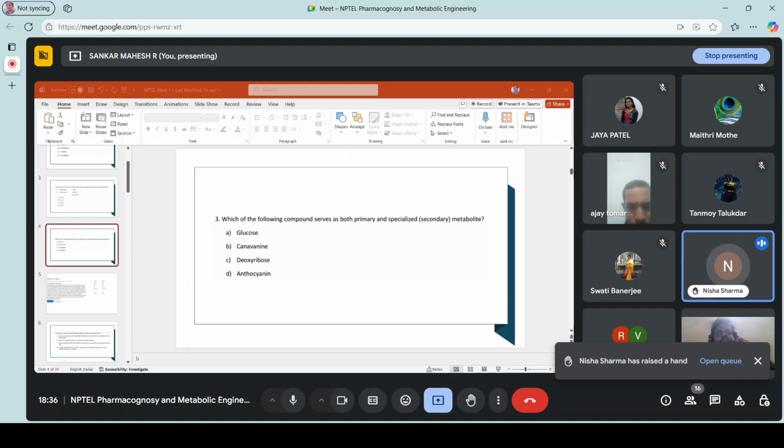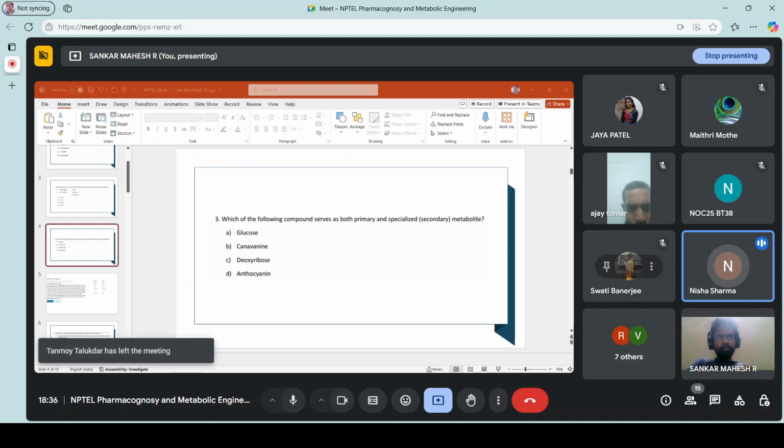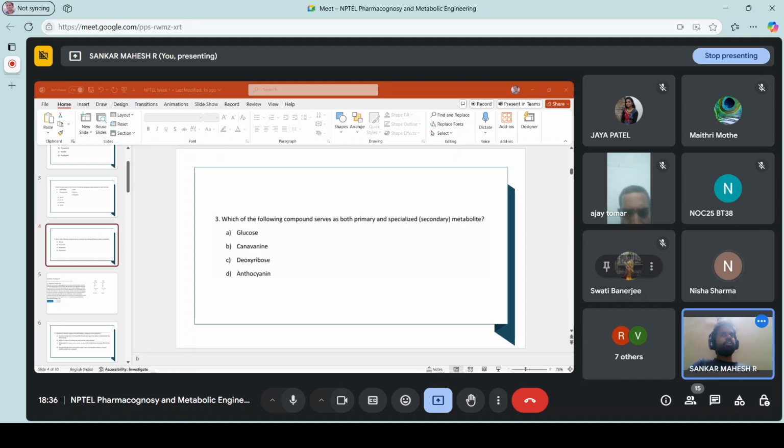Primary metabolites are the metabolites from which the secondary metabolites are formed. Like amino acids, carbohydrates, proteins. Through certain metabolic pathways, these secondary metabolites are produced. But why are primary metabolites called primary? Any idea? Is it based on their functionality, or when and how much they're produced? Yes, I have an idea.